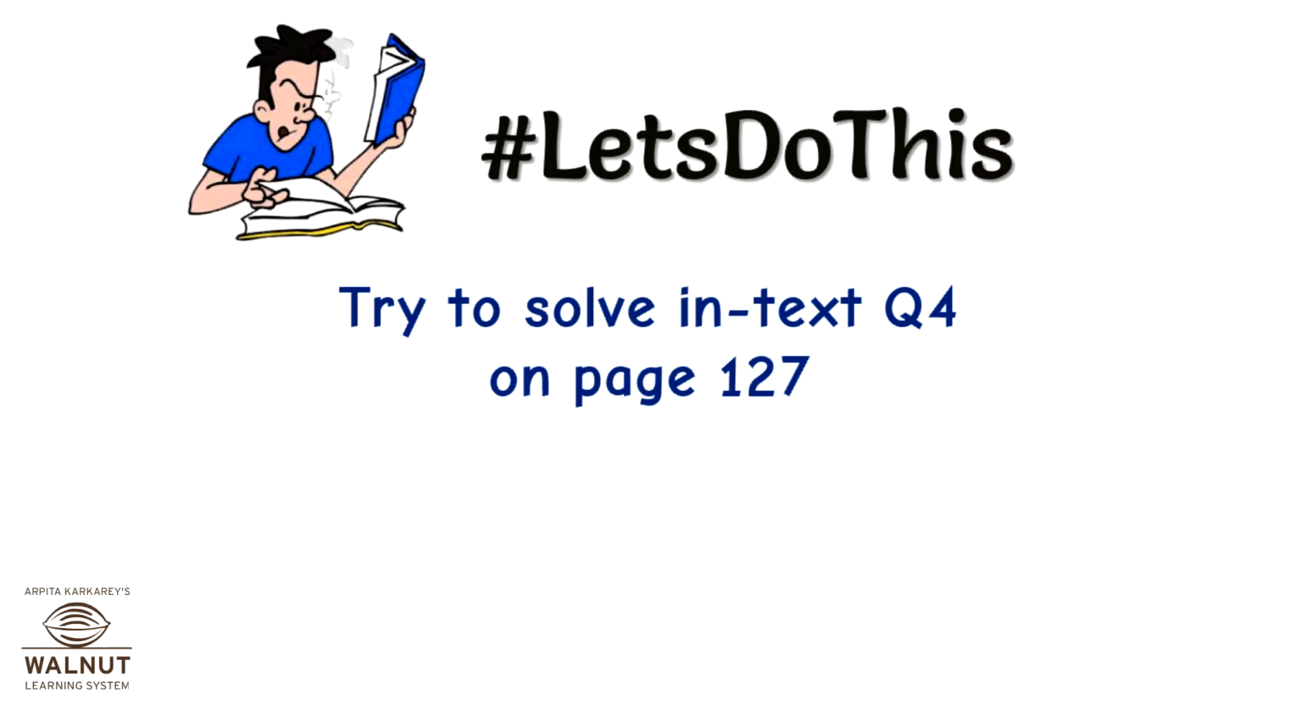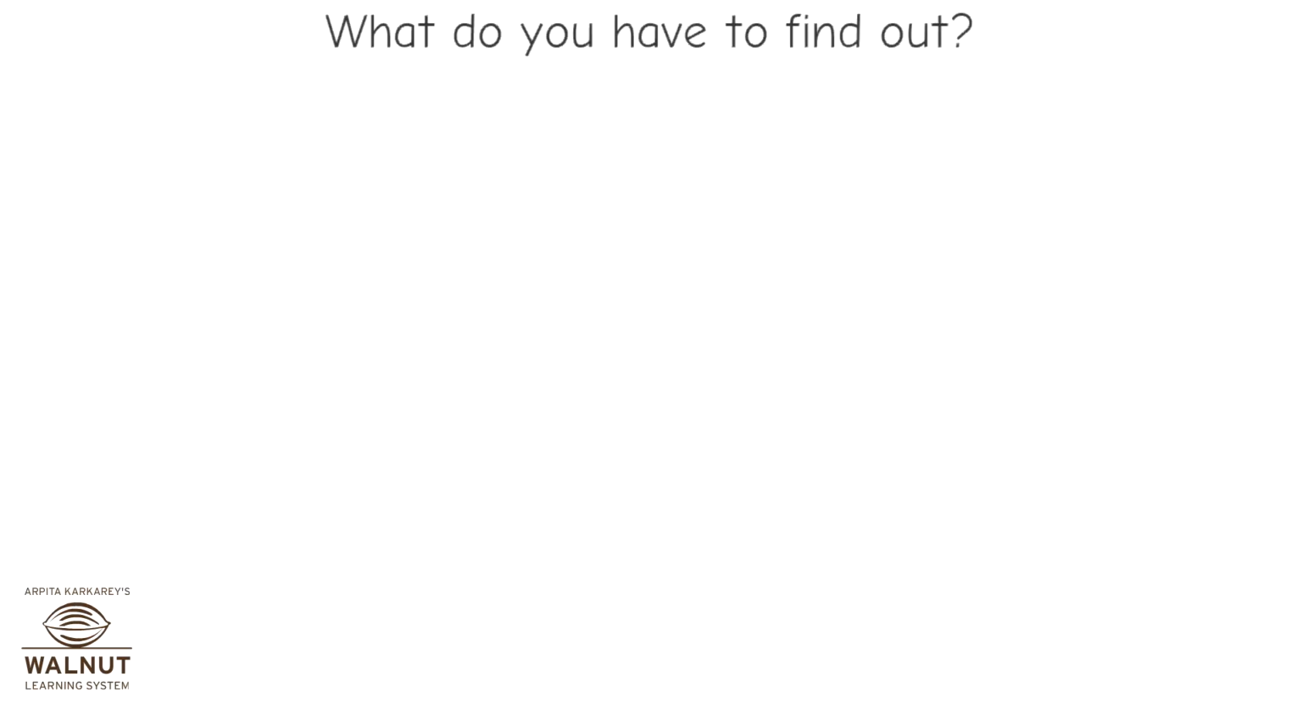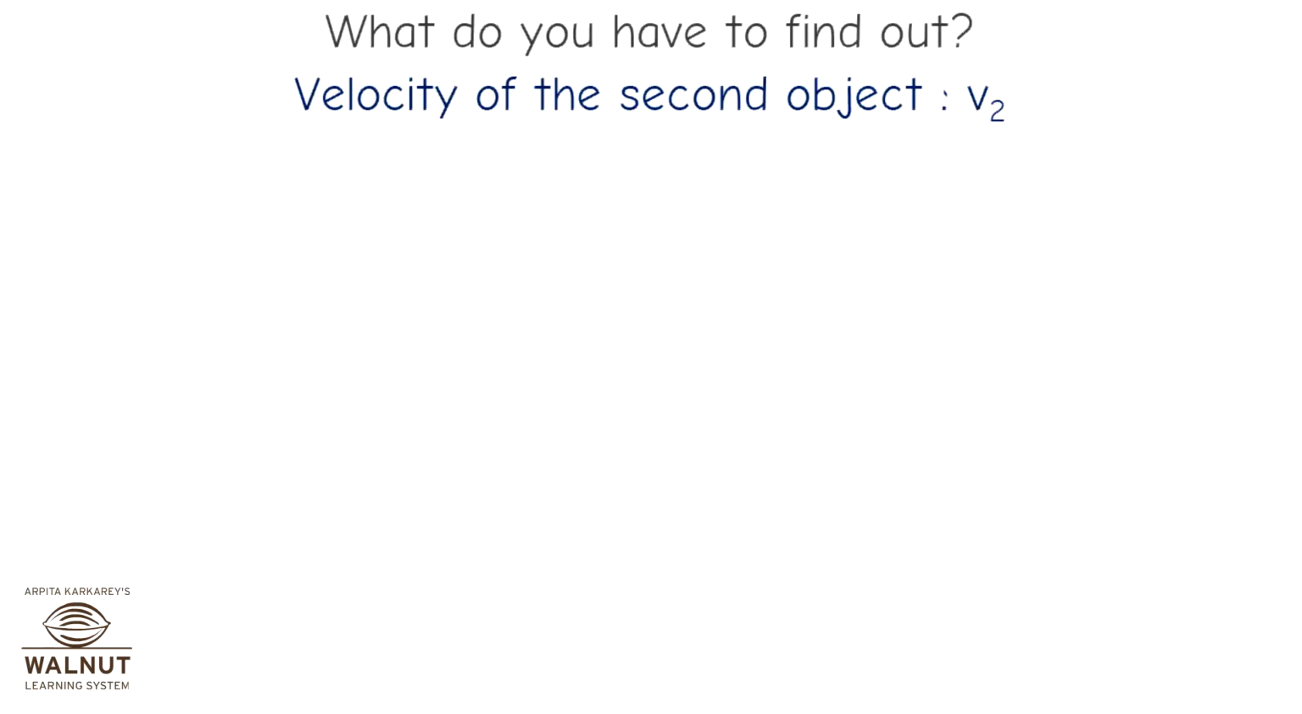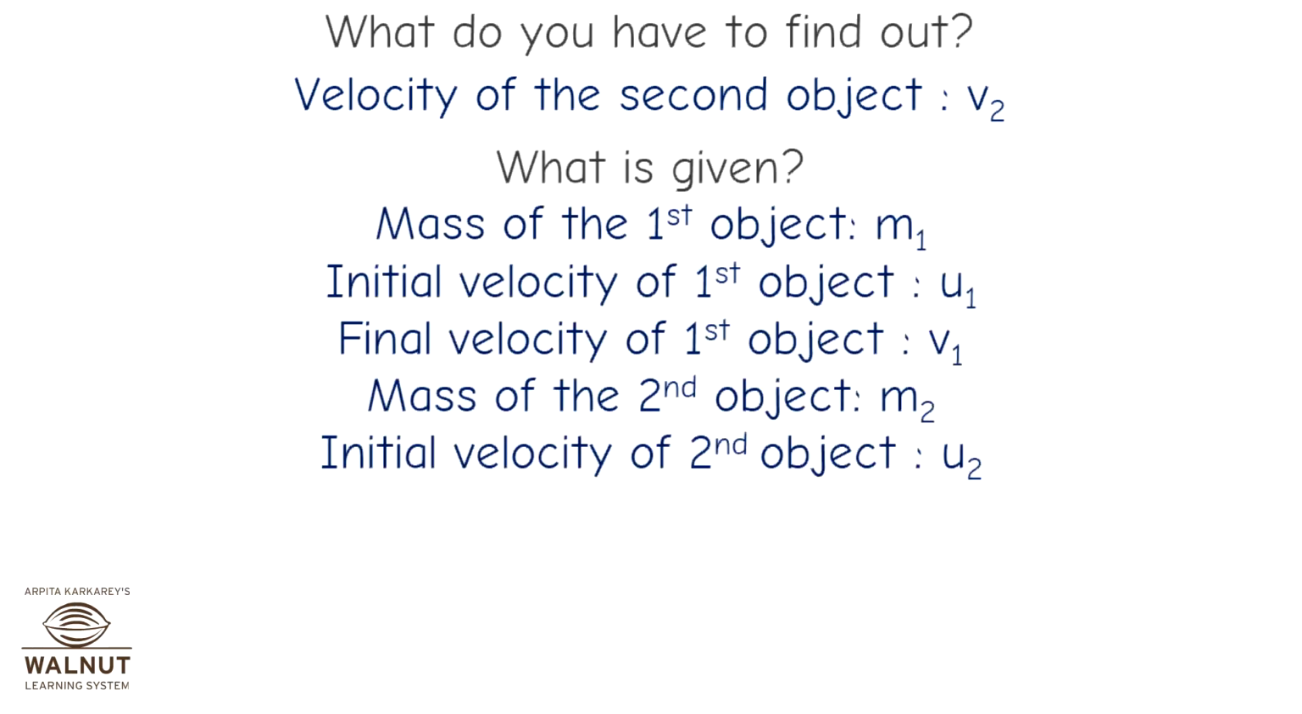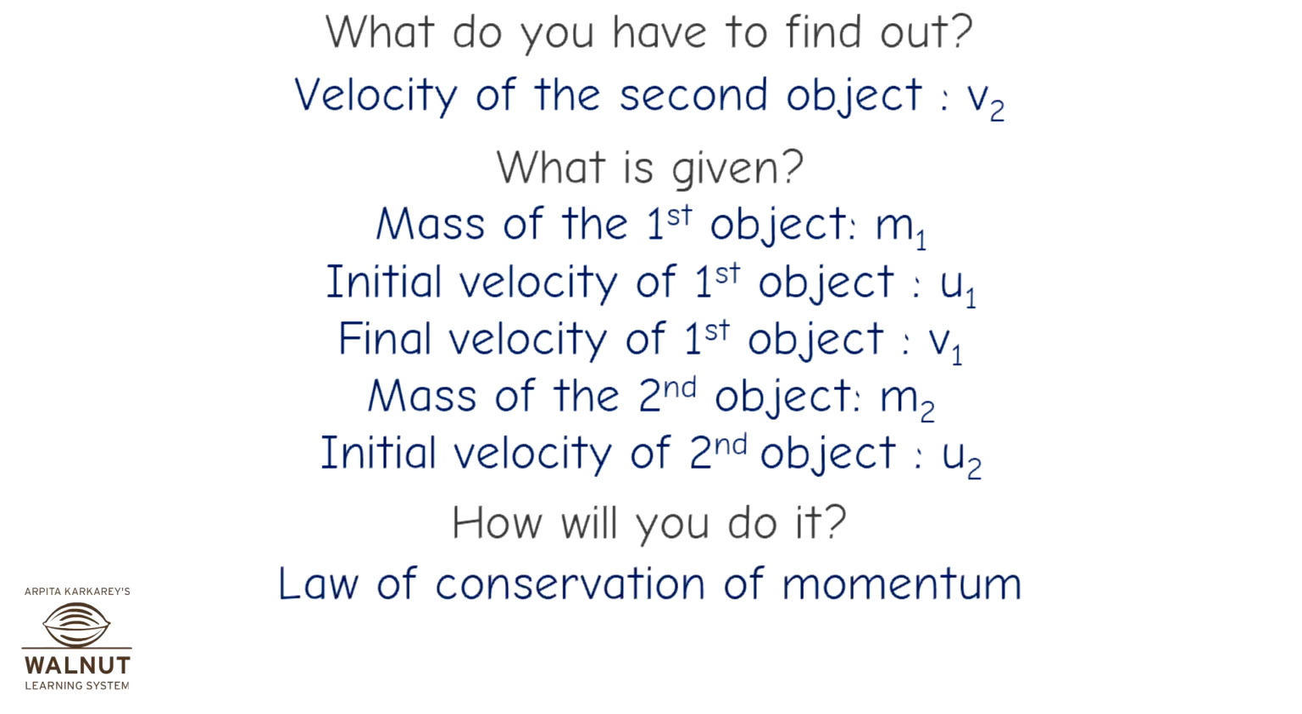Let's do this. Try to solve in-text question 4 on page 127. What do you have to find out? Velocity of the second object v2. What is given? Mass of the first object m1, initial velocity of first object u1, final velocity of first object v1, mass of the second object m2, initial velocity of second object u2. How will you do it? Law of conservation of momentum. m1u1 plus m2u2 is equal to m1v1 plus m2v2.